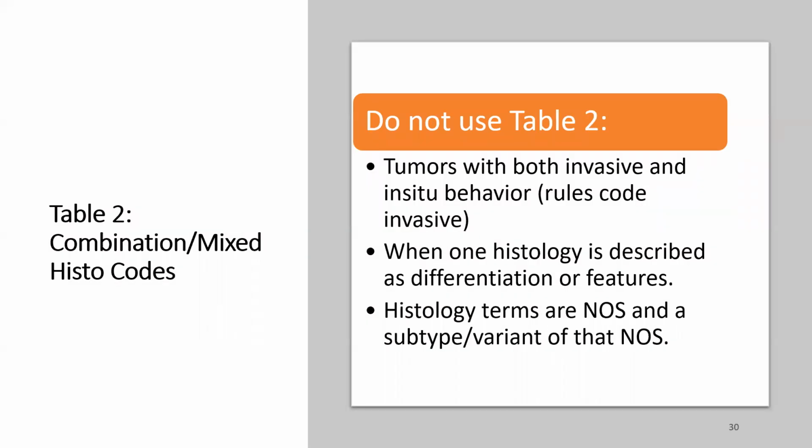Okay, also with table 2, do not use table 2 if you have invasive and in situ, because the coding rules tell you code the invasive. Do not use table 2 when you have one histology that's described as differentiation or features. And don't use table 2 if your terms are NOS and a subtype variant of that NOS. So those rules will not send you to table 2.